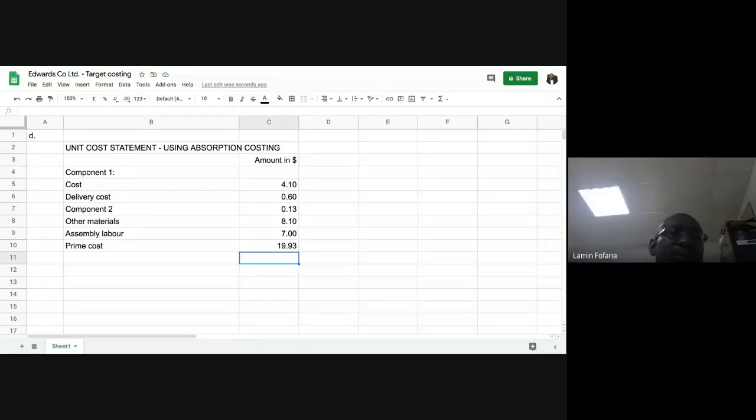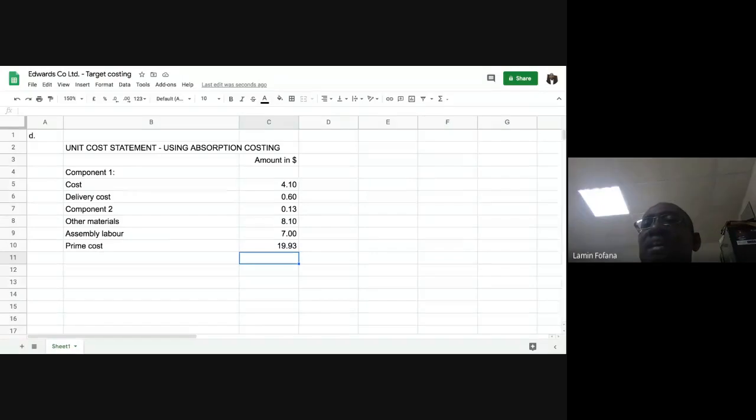Using absorption costing. Excellent. We are using absorption costing to arrive at our unit cost. So we know that there are two main parts of that. The first part is the prime cost, and the second part is the overheads. So we are coming to do the overheads.